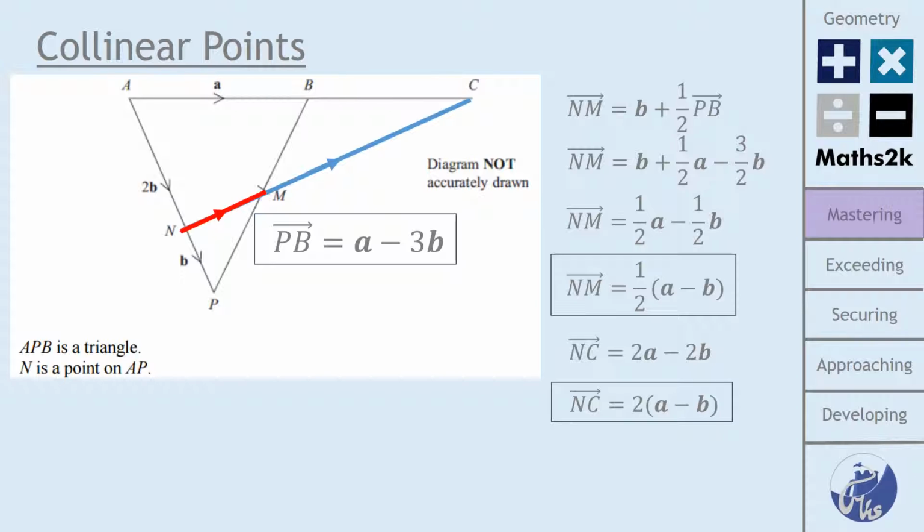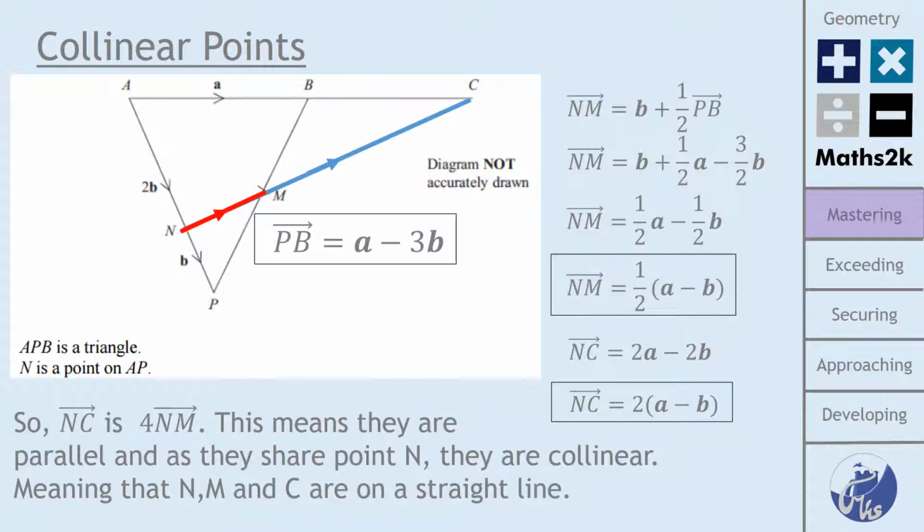Now what I've shown here is that NM and NC are the same vector but with different magnitudes. And so we'd then write up a bit at the end to explain that we've shown that NC is 4 lots of NM, and so because they are parallel, so they're going in the same direction and they share a common point in N, they are collinear, meaning that these points are on a straight line. So that would be a final stage that you'd put into your exam question, just to make sure that you make it clear to the examiner that you do know what vectors would do in order to show that they're on the same line.